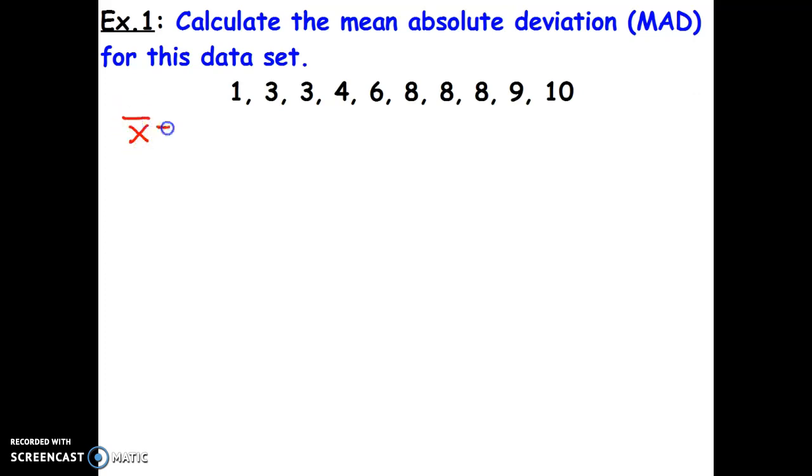So we're going to find the mean of this data set by adding all of these together and dividing by the number of values that there are, which is 10. So 1 plus 3 plus 3 plus 4 plus 6 plus 8 plus 8 plus 8 plus 9 plus 10. All of that divided by 10 is 6. So the mean for this data set is 6.